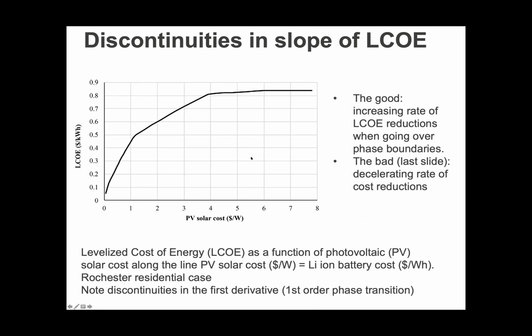So now let's look at this discontinuity idea. And so now the analogy of minimizing Gibbs free energy is that we're minimizing LCOE. And so what's showing here is the LCOE as a function of solar price along the diagonal line where solar price equals storage price. And then as we go down in price, we see these corners, we see these discontinuities like in physical phase transitions.